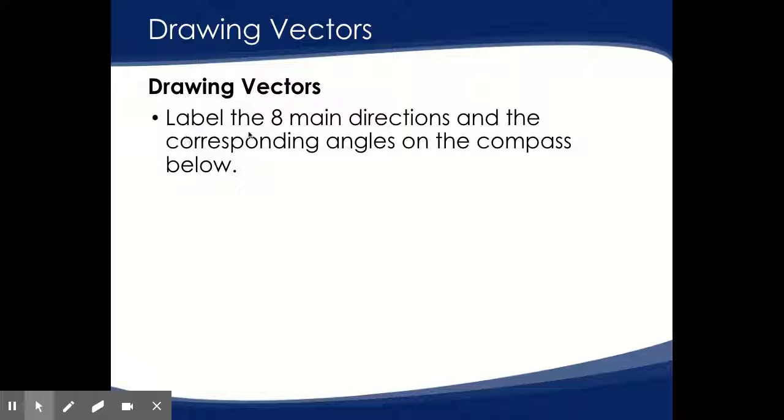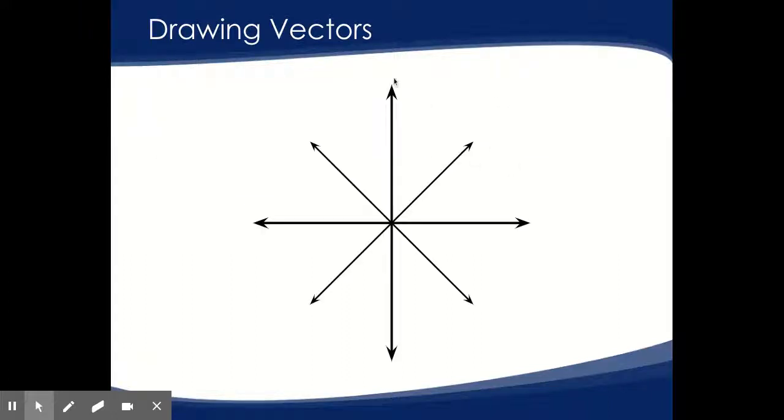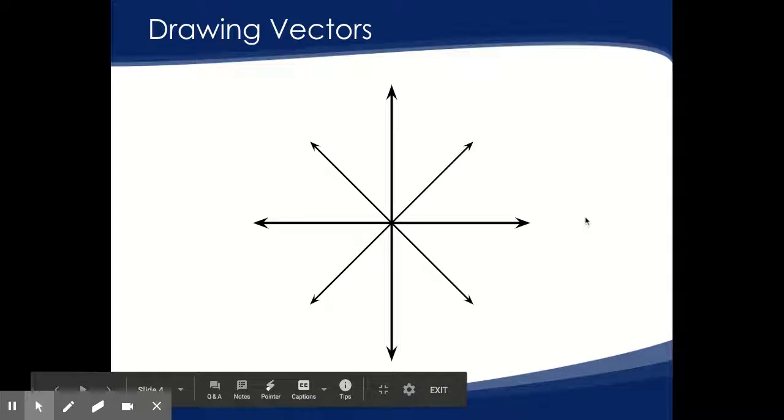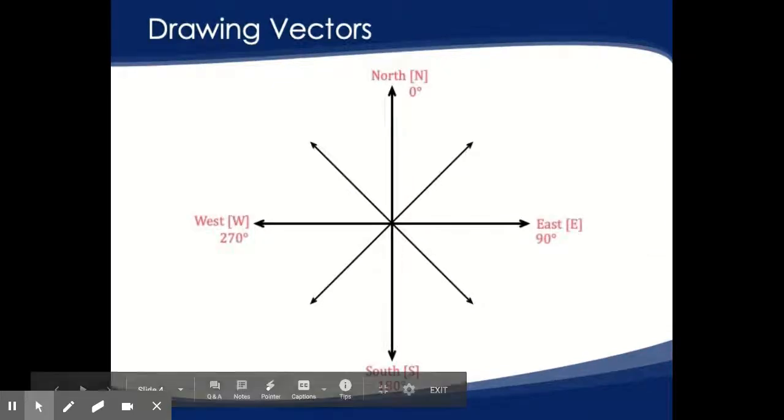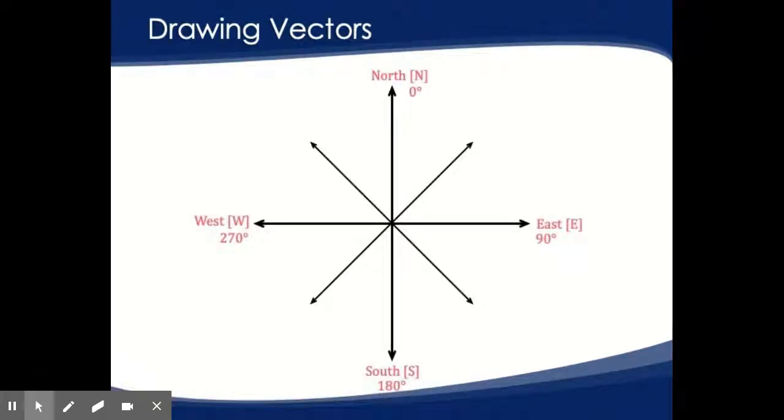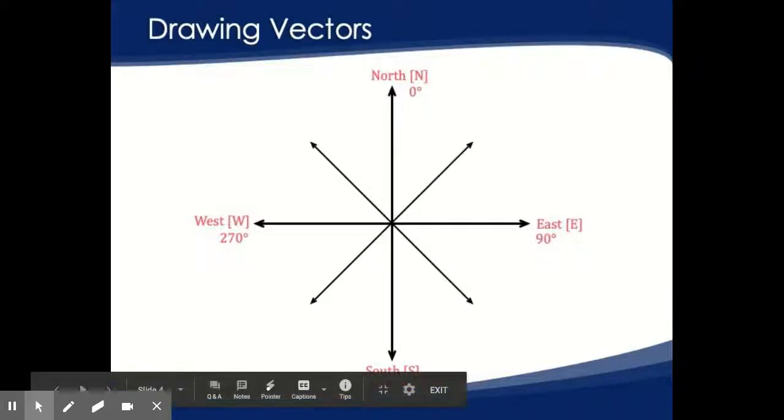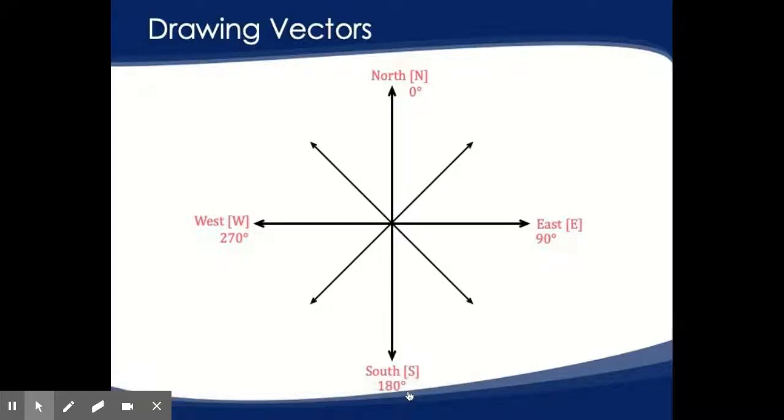For this, anytime we have vectors, we're talking about directions, okay? We already know north, south, east, and west, but if you label them and put their associated angle on there, this is what you would get. I don't want to move my cursor around too much because that little piece at the bottom keeps popping up. I need to figure out how to just turn that off.